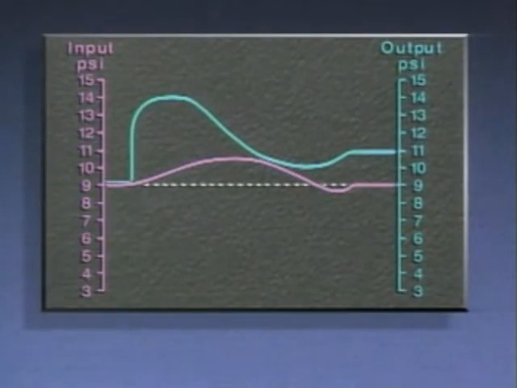This graph shows the input and output signals for a control system that uses proportional plus reset plus rate, or PID control.